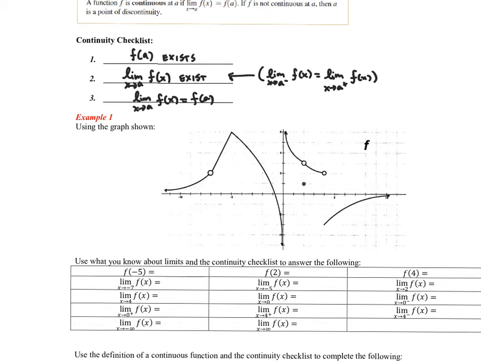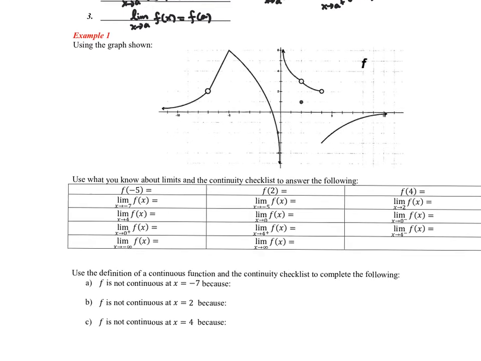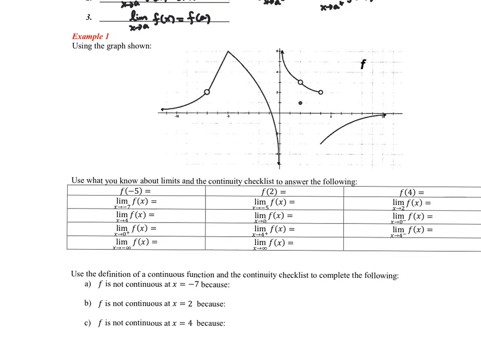All right, let's look at example 1 here. I've got a graph of f here. I'm going to find these first 3 values. F of -5 looks to be 6. F of 2 is 1. F of 4, let's assume that this is f of 4, would be -3.